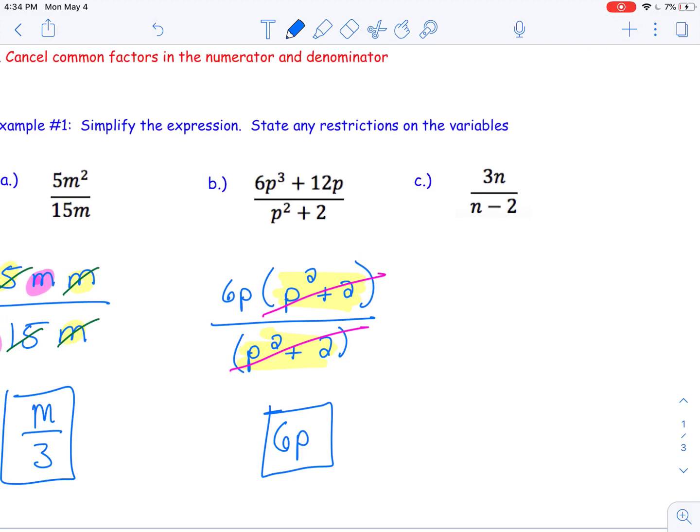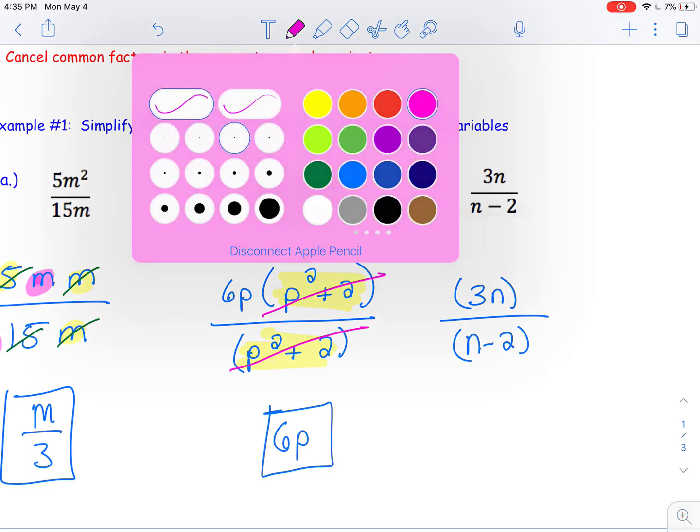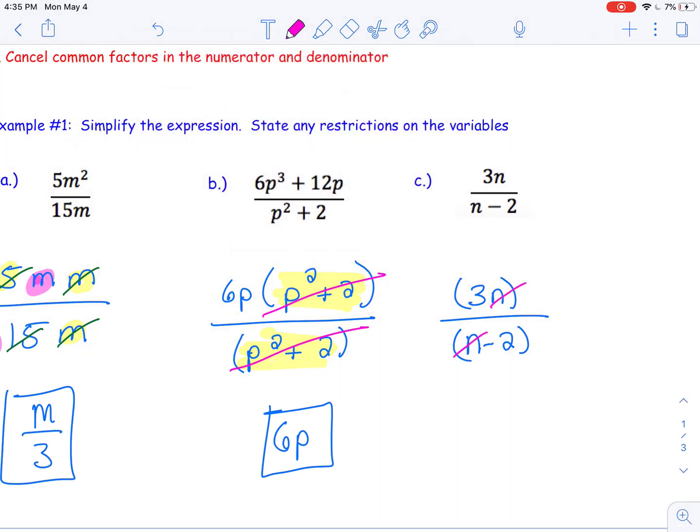If I look at this next one, 3n can't be factored. n minus 2 can't be factored. Like I said, I like to put things in parentheses. That means there's nothing that can cancel. I cannot do this. A lot of people want to take the n's and cancel them. I can't do that because there is a subtraction sign here. So this is completely factored. My final answer is this. This is considered simplified.